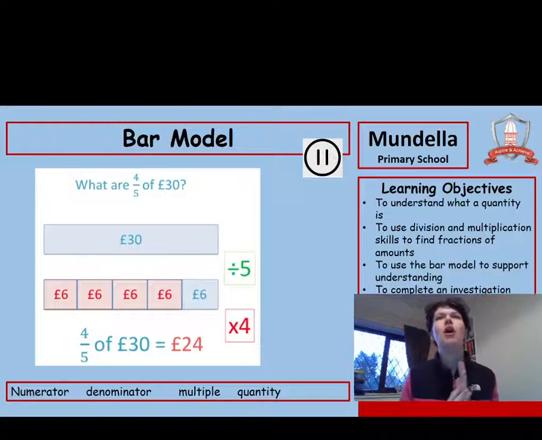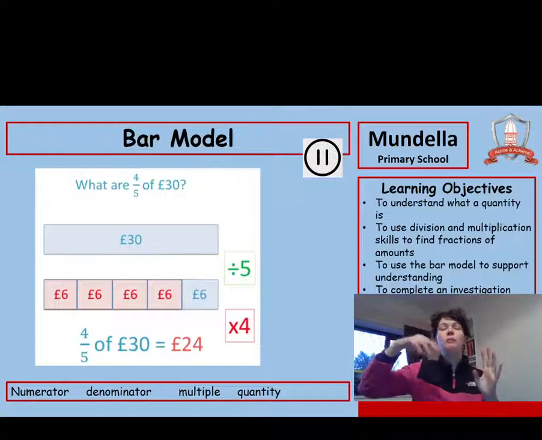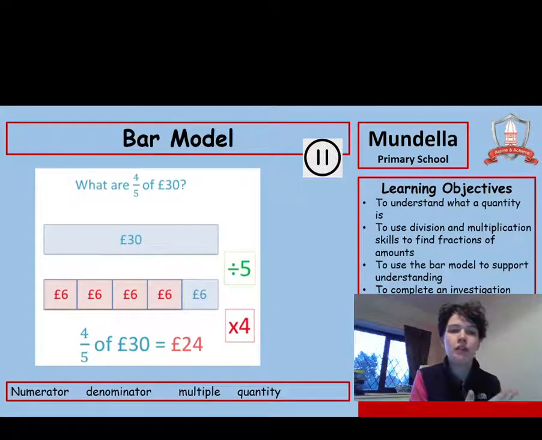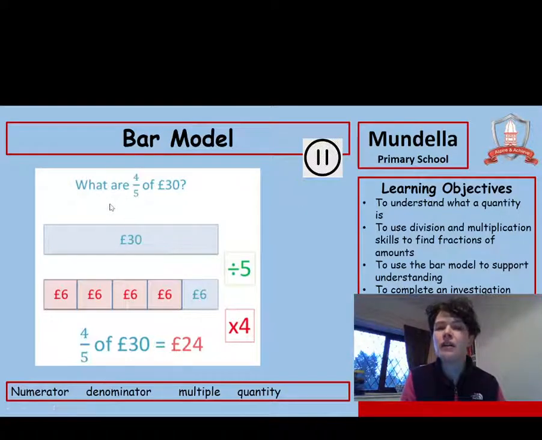Remember we said that a whole could be worth more than one thing. It doesn't have to just be one, the digit 1. It can be worth £30, it could be worth £1 million, it could be worth 5, any number the whole could be worth. In this case, it's £30. Now, we are finding 4/5 of £30.